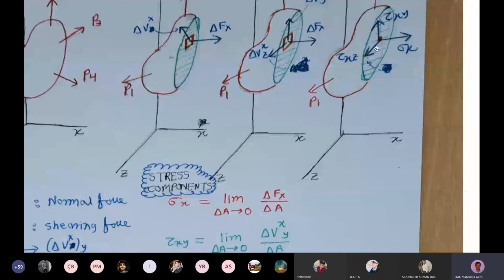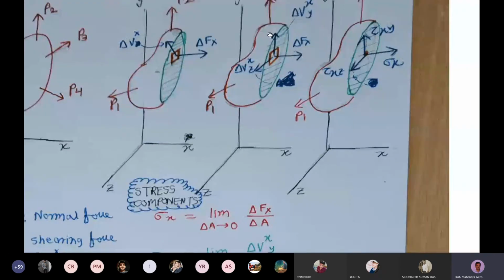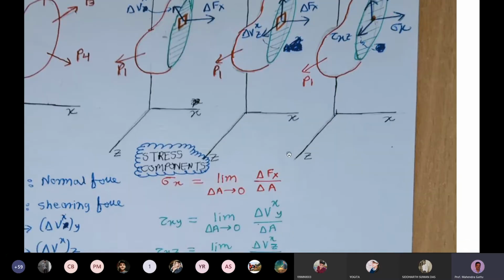Similarly, we have tau xz. Here x represents the normal to the cut surface, and z represents the direction of the component, so it is acting in the z direction. So for the plane which is parallel to the yz plane, we have three components: sigma x, tau xy, and tau xz. Sigma x is the normal component, and tau xy and tau xz are the shear components, or the shear stresses.